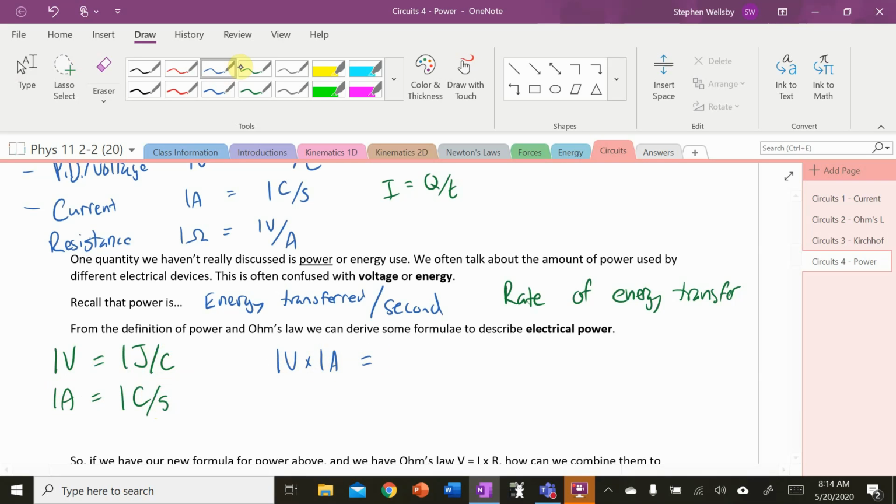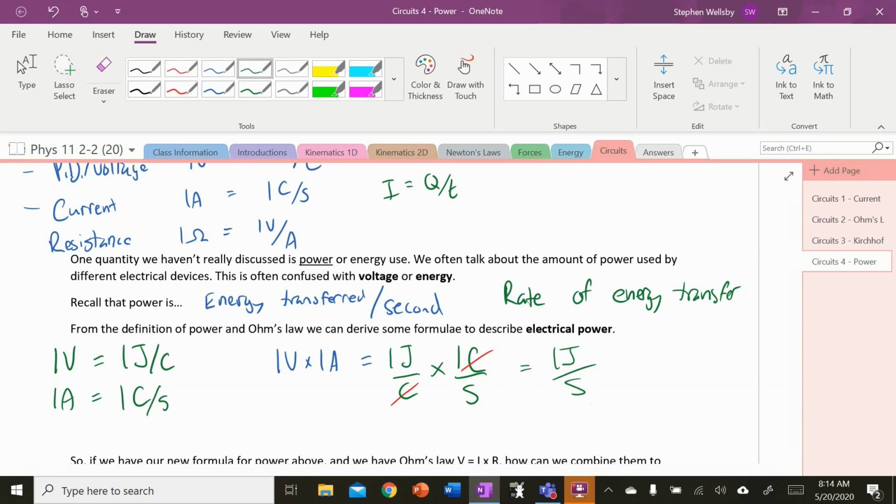This is the same as saying 1 joule per coulomb multiplied by 1 coulomb per second. Now you may notice that there's some canceling we can do, the coulombs, and so in this case we're going to be left with 1 joule per second. Now what is 1 joule per second? That's correct. That was a little physics pun for you. Hopefully some of you caught that.